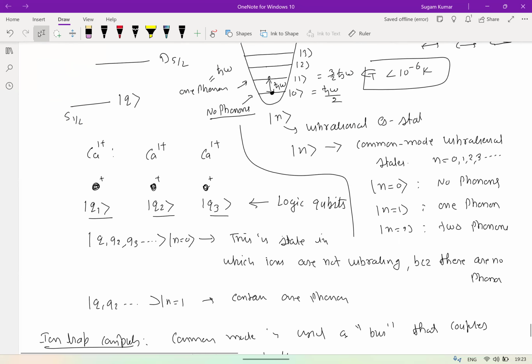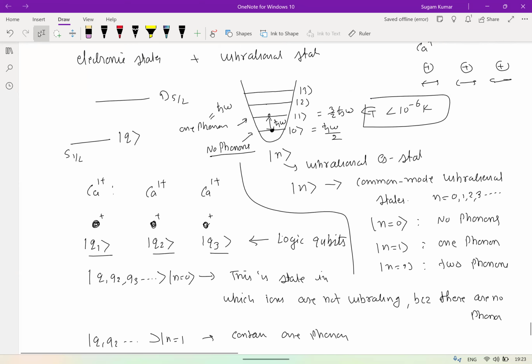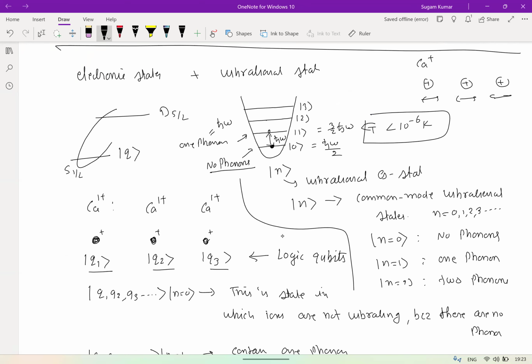So we can use two types of states here. One is the electronic state and one is the vibrational state. Electronic state corresponds to the electron position in the atom, and vibrational state corresponds to the vibration of the ion itself. All right, clear to everybody?